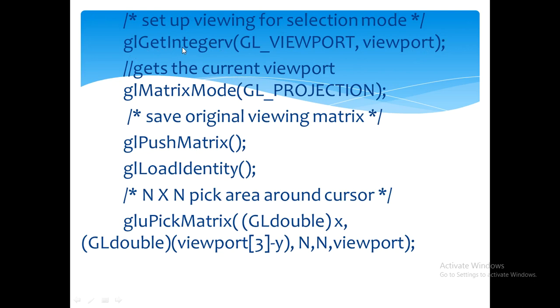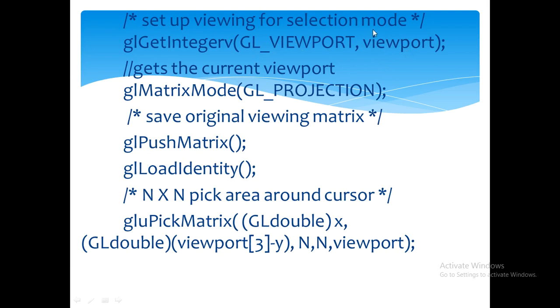glGetIntegerv with viewport: glViewport will set the viewport for your viewing. It will set the viewport for this viewing, and this will return the viewport parameters, that is the 4 parameters, that will be set by this viewport, right?